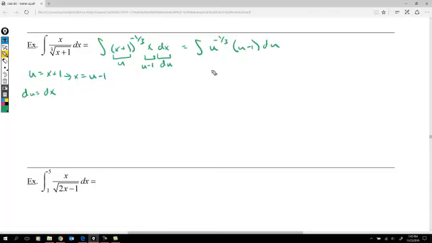Okay, now same thing. It's probably easier if I distribute this. So I have the integral of u to the 2/3 minus u to the negative 1/3, all with respect to u. And so I take the integral. I'll get 3/5 u to the 5/3 minus 3/2 u to the 2/3 plus c.